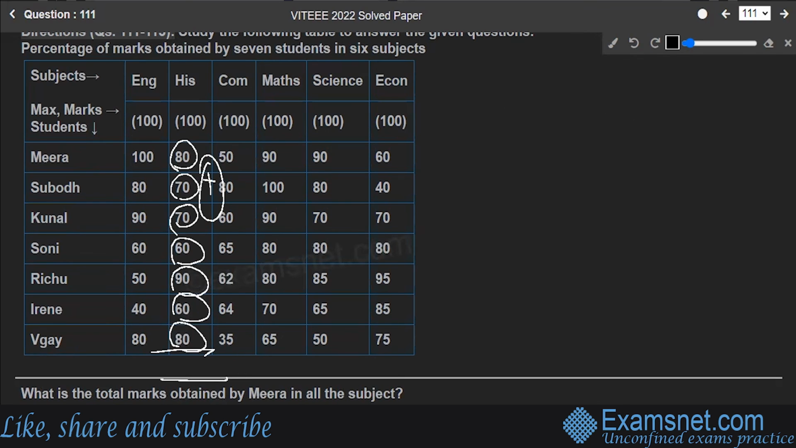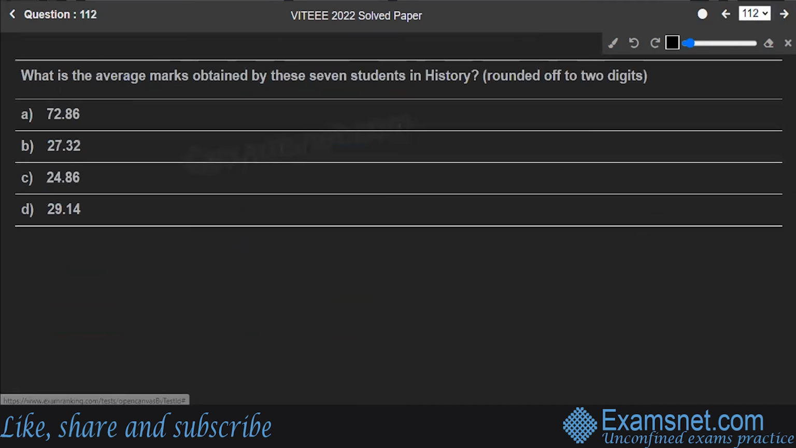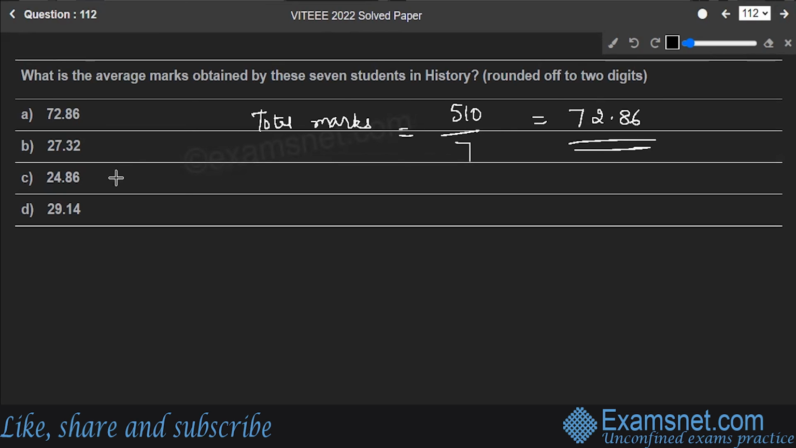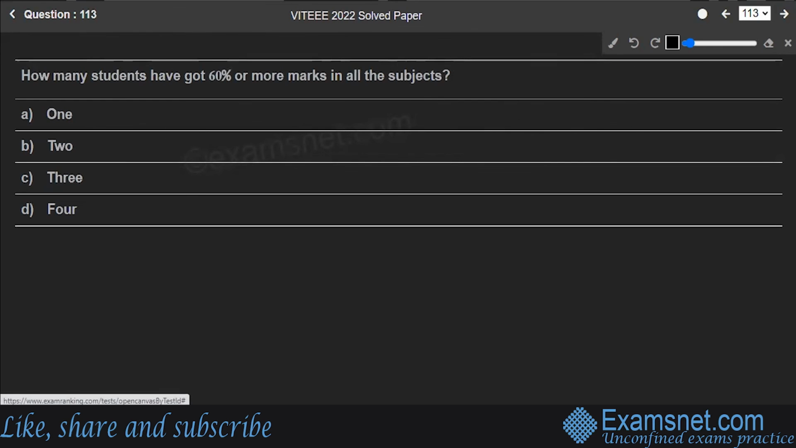80 and 80 is 160, 140, and this is 120 and 90. This is 210. So the total marks are 510, divided by 7 because there were 7 students. So this is equal to 72.86. On solution, this will give you 72.86, which makes option A the correct answer. Hope you got that. Next is question 113.